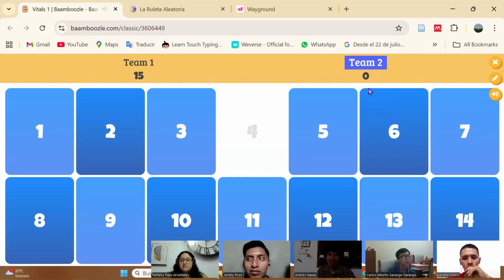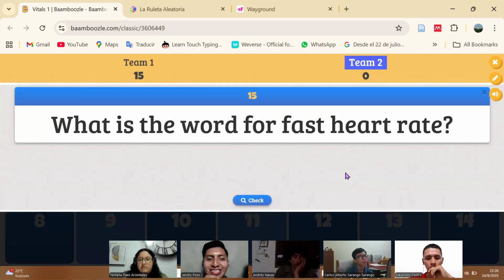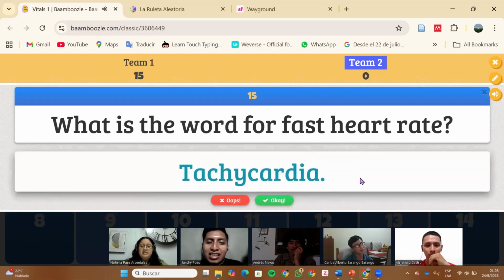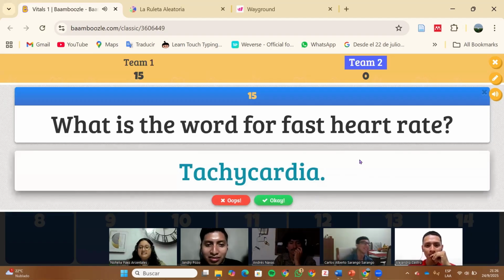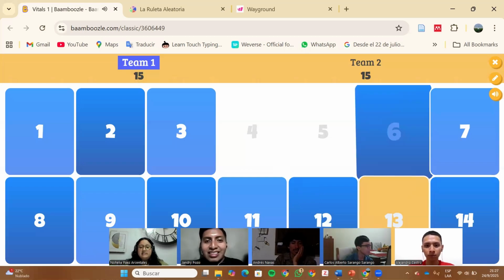Carlos, please pick a number. Number 5. What is the word for fast heart rate? You can know that both of you on the team can answer if you know the answer. What is the word for fast heart rate? When your heart is going crazy. Boom, boom, boom, boom. Yes, it's tachycardia, that is when your heart goes insanely fast.